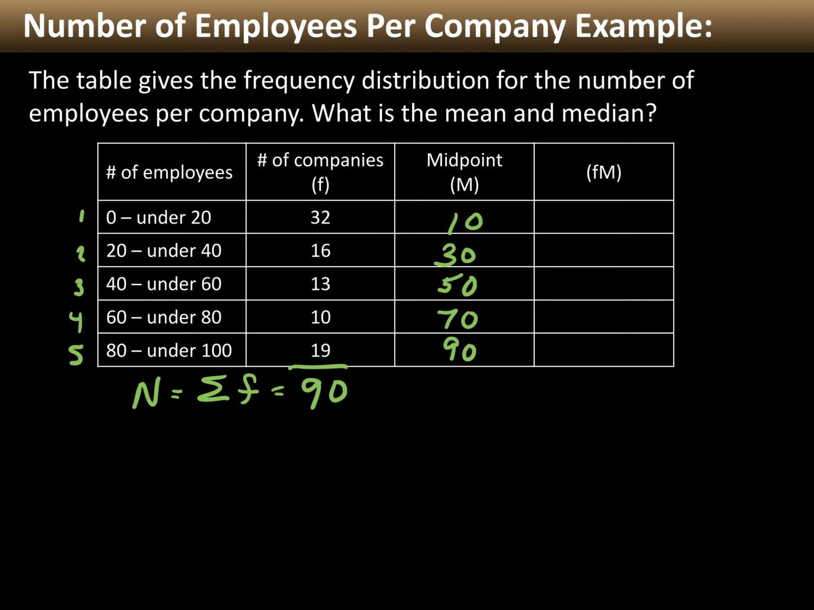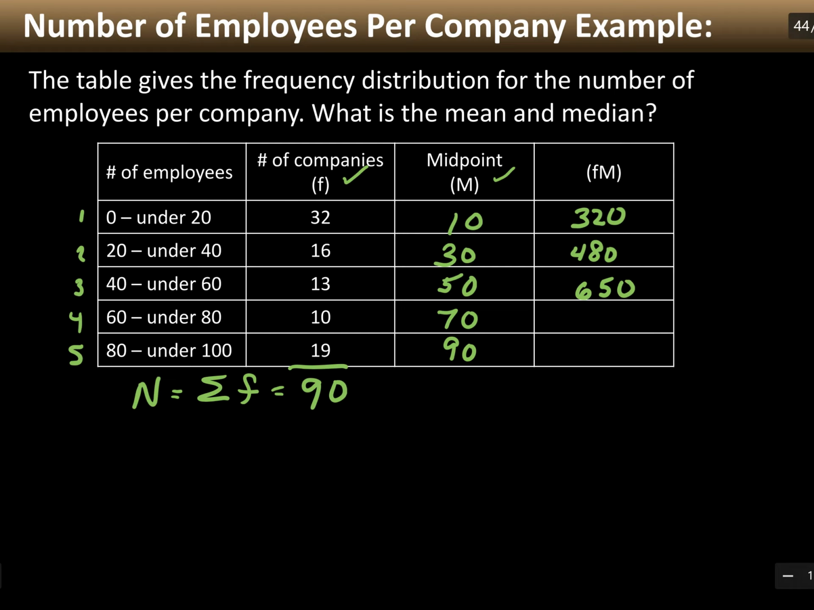If we multiply this column by this column, we will get the third column here. So we have 32 multiplied by 10, which gives 320. Then for the second class, 16 times 30, 480. And then 13 times 50, 650.